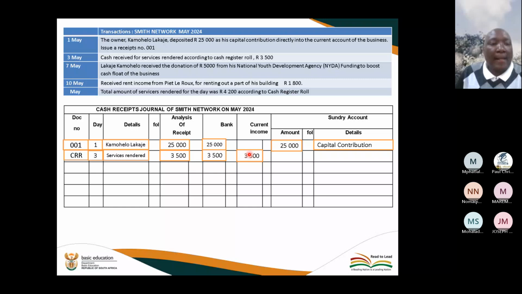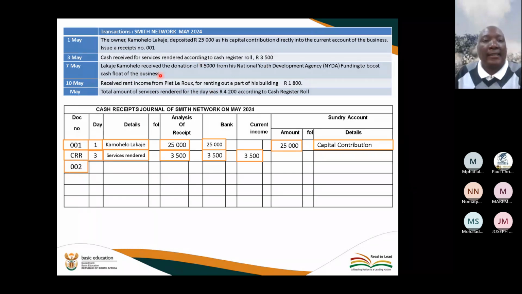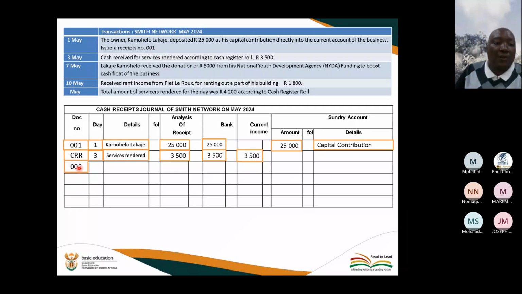And then on the 7th, Lakaje Kamohelo received the donation of 5,000 from the National Youth Development Agency funding to boost the cash flow of the business. So this one is 02. You recall that I said that because he started with 001, we'll continue with 002 like that. And then it was on the 7th, NYDA, National Youth Development Agency, 5,000. And then it is transferred to the bank account, 5,000.